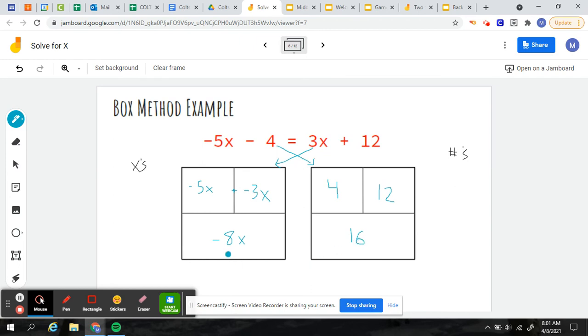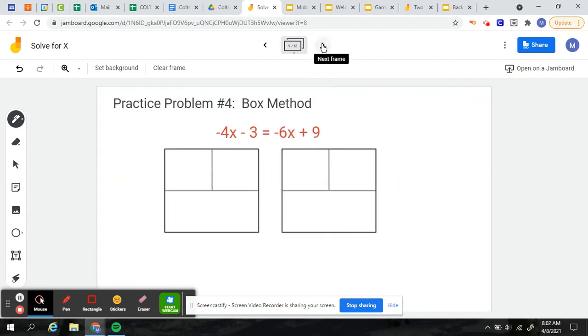And then once again, your last step is always going to be to divide. So divide both sides by the number in front of your x, in this case, negative 8. When I divide both of those by negative 8, the x is isolated. 16 divided by negative 8 is negative 2. So x equals negative 2.